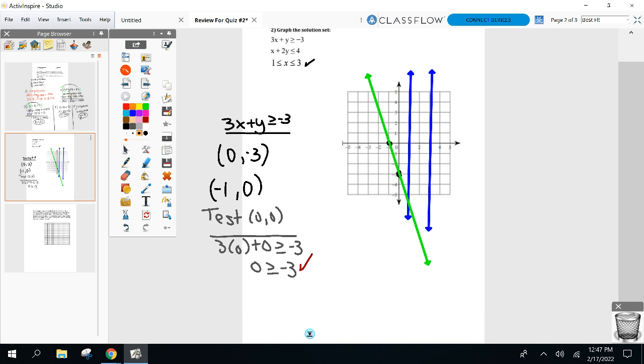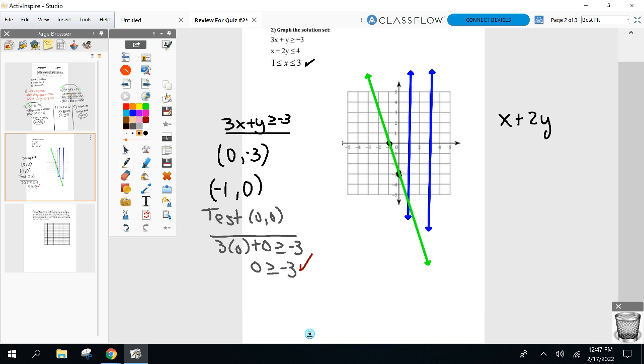So I should be shading towards 0, 0 on this one. Is that to the right or to the left of this first line? To the right. That doesn't really help me make my window any smaller, because it's still going to be somewhere in between the vertical lines. But when I graph this next one, that's going to get a little smaller now.